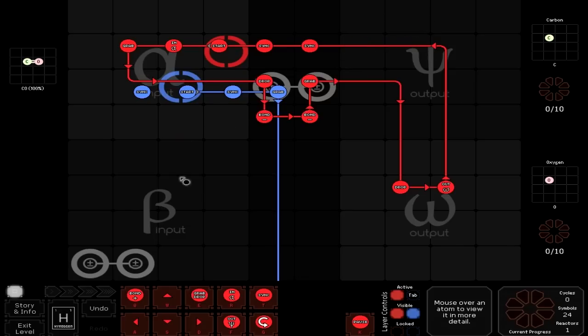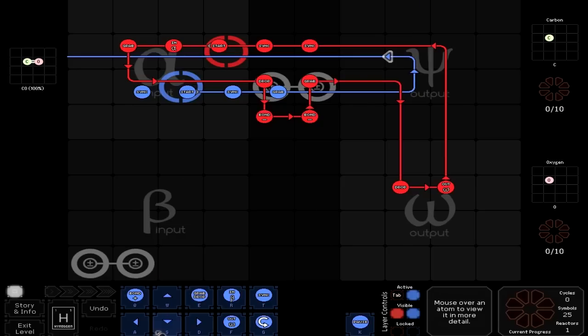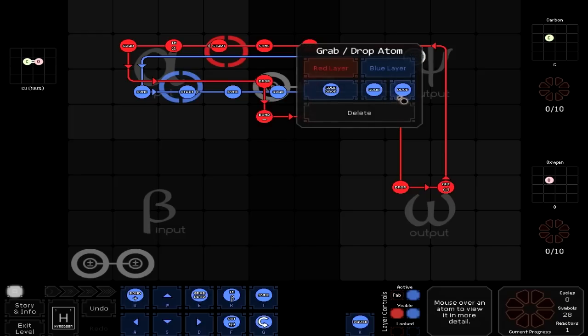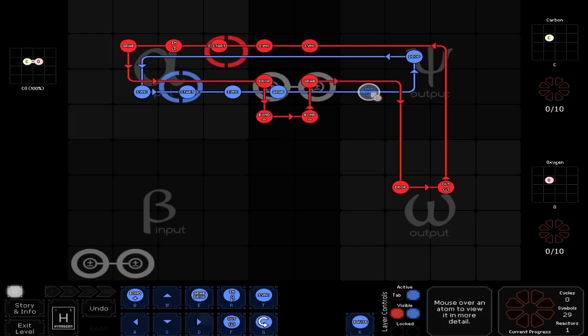And let's see, what will the blue do? It will... Yeah, it'll grab that one. Actually, wait. Since that other atom's not going to be in the way, it can just go straight. And it can just come right back around. No harm done. Let's see. Drop. And output psi.